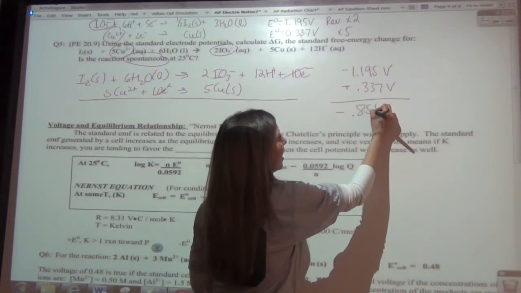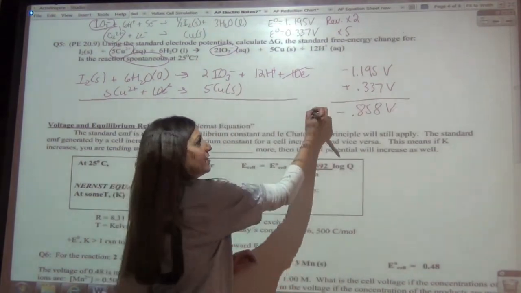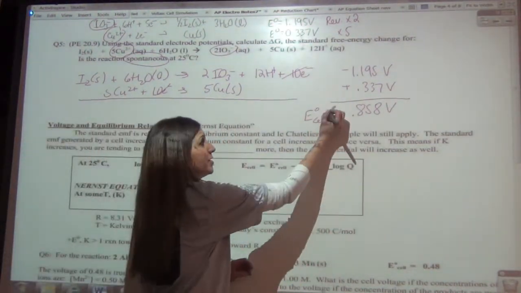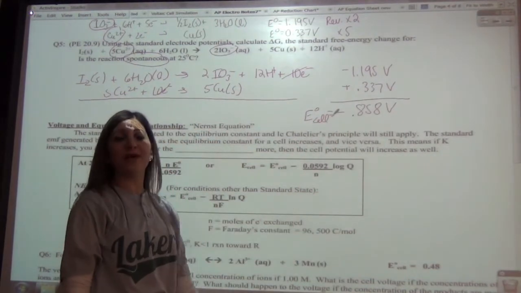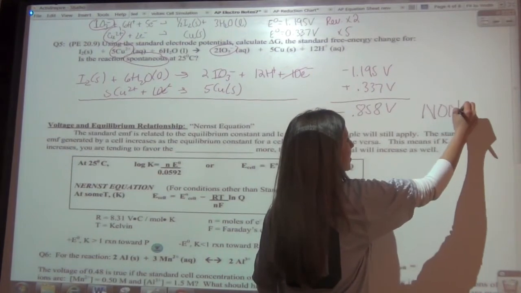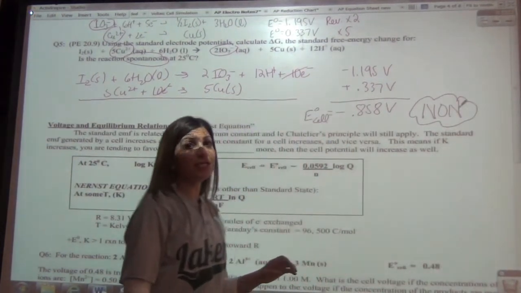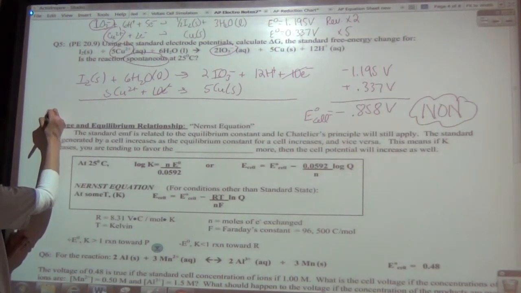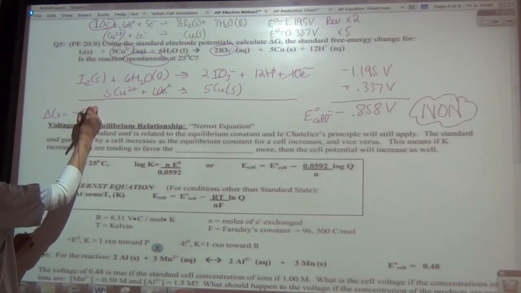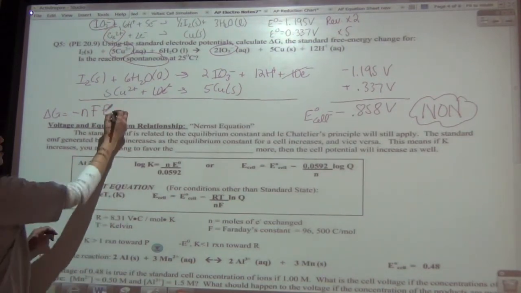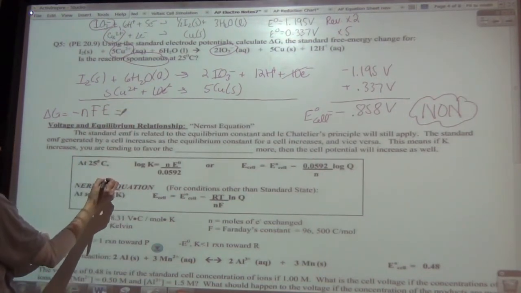Go ahead and add these. Negative 0.858 volts. And if this is your E cell, you don't want your E cell to be negative. You want it to be positive. So then is this spontaneous? No. This is non-spontaneous. But what they may do is they may also ask you to calculate delta G. Sure. So delta G is equal to negative N times F times E, and this equation is given to you on the chart. So let's just write down what our values are.